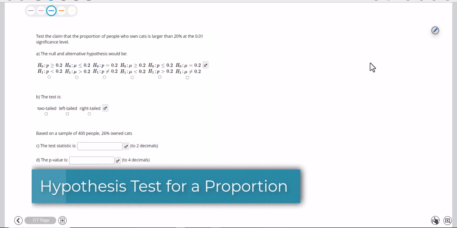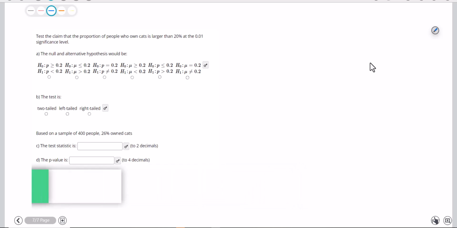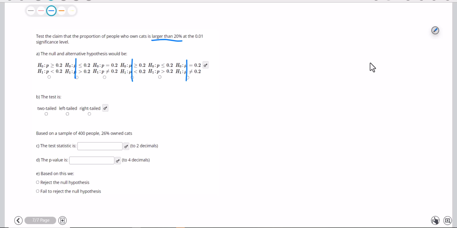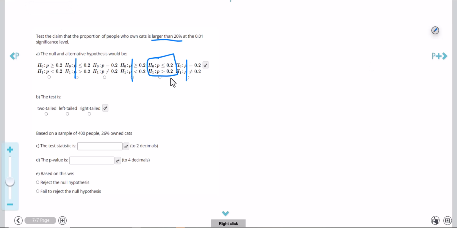All right, we've been going through all of these steps, finding test statistics, p-values, and now we want to actually do a test. So it says test the claim that the proportion, so I know it can't be a mean, a mean, a mean, of people who own cats is larger than 20%. So larger would mean greater than. So I'm looking at this for my hypothesis test.